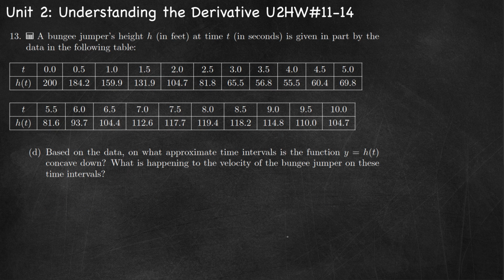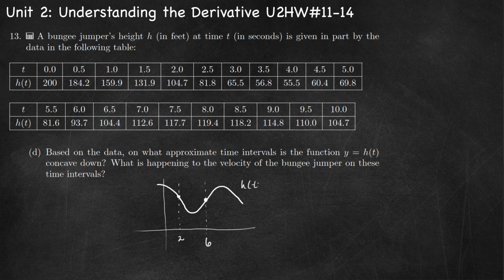Part D, based on the data, on what approximate time intervals is the function y equals h of t concave down? What is happening to the velocity of the bungee jumper on these time intervals? Well, if we make a scatter plot using the points that we have, and this is a calculator active question, then our graph looks something like this. And so it's concave down until we get to this point here, which is 2. And then it's concave up until about this point right here. And that happens at 6.